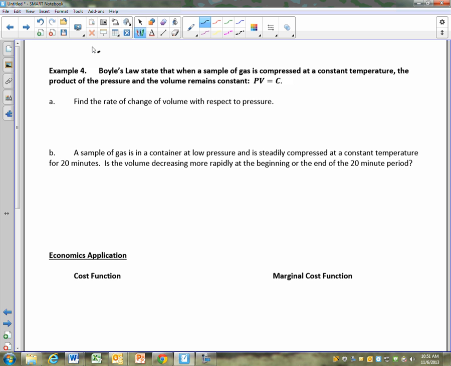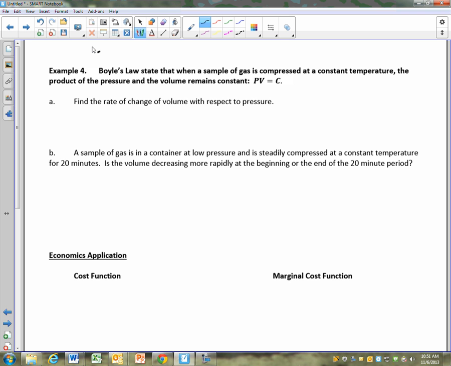So this doesn't have to do necessarily with a balloon, does it? Balloon doesn't involve the temperature. This one involves a constant temperature, so that's what we're talking about. So these are inversely related. As the pressure goes up, what happens to the volume? It goes down. As the volume goes up, what happens to the pressure? Goes down. So these are inversely related, okay?